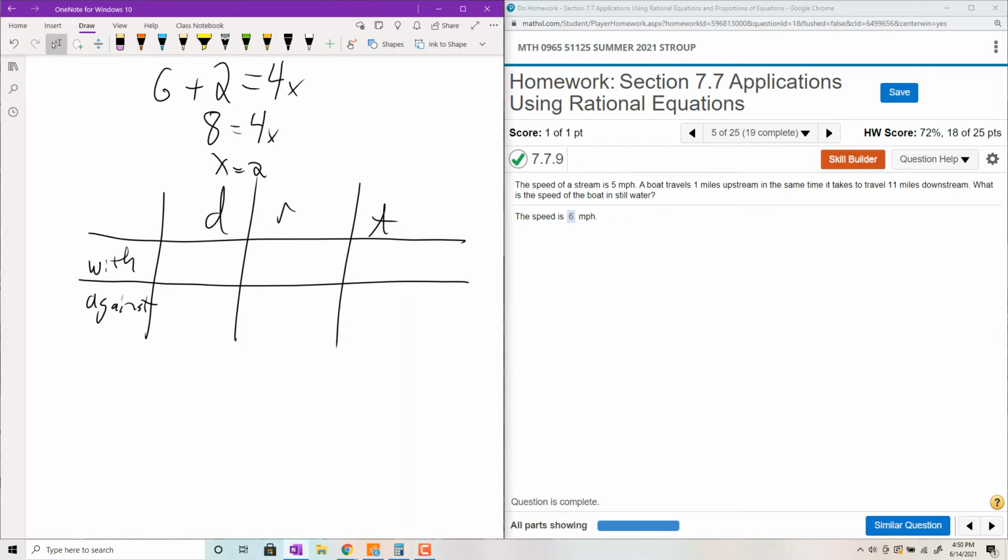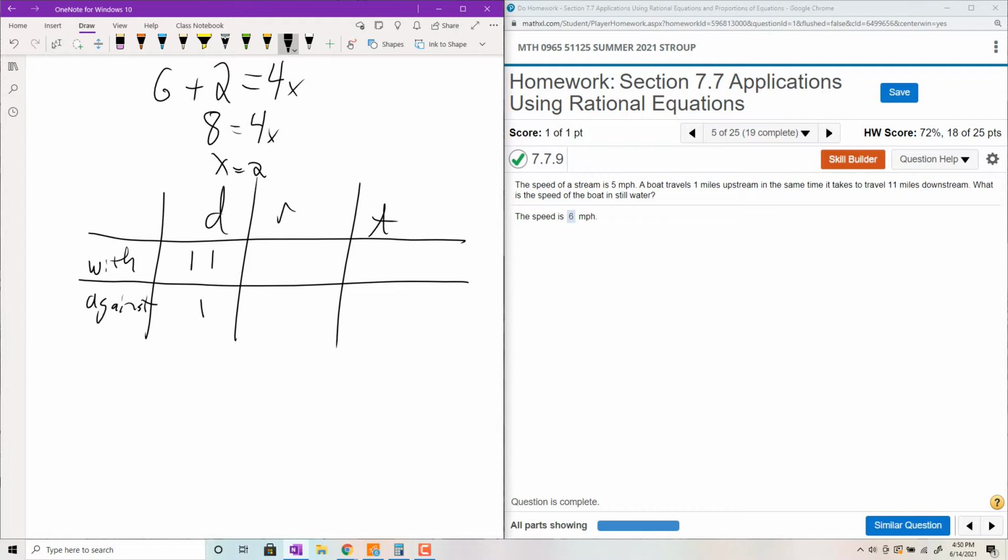1 mile upstream in the same time it takes 11 miles downstream. So you must be going much faster downstream. In other words, when you're going downstream, that's when you're traveling the 11 miles. And then when you're going upstream, that's when you're going against. So you're going slower, so you don't travel as far. Okay? And we're assuming these are both the same. It takes the same time to travel 1 mile upstream as it does to take you 11 miles downstream.